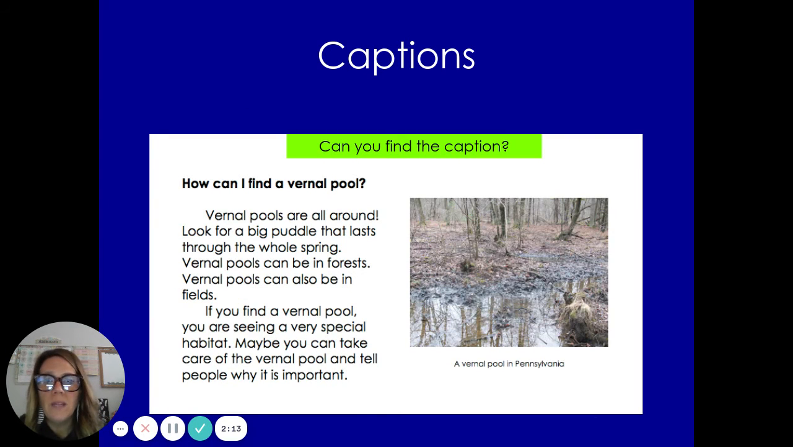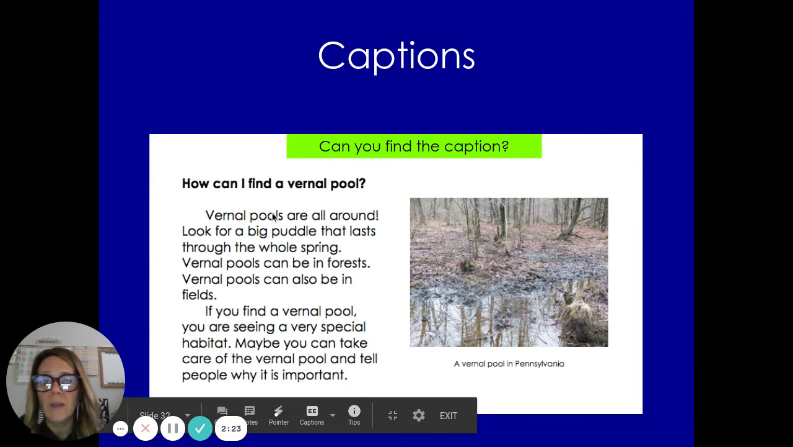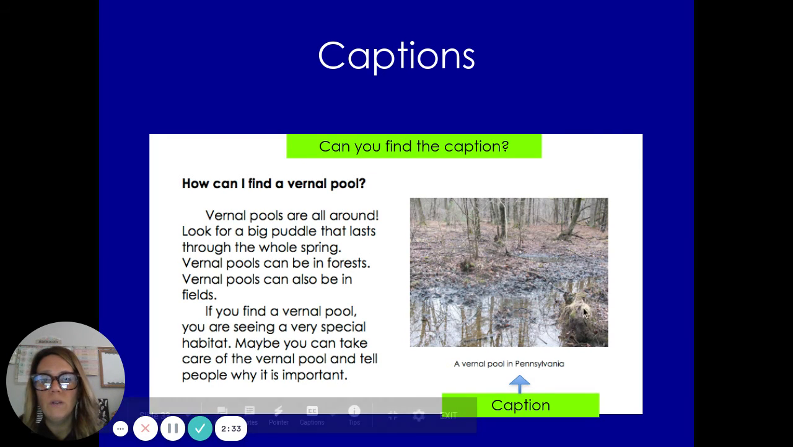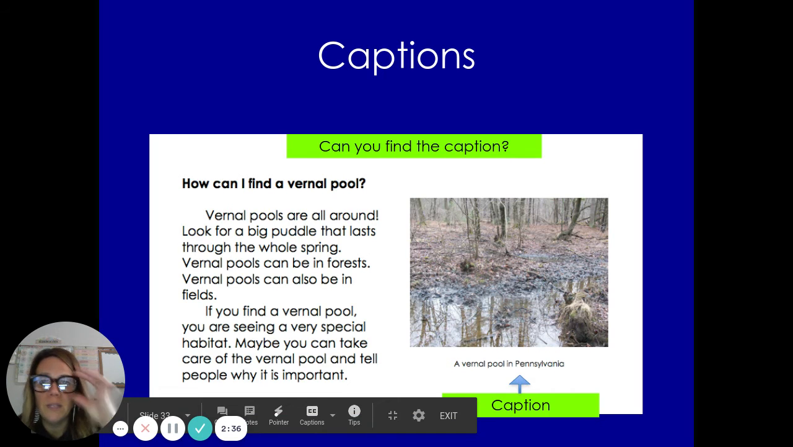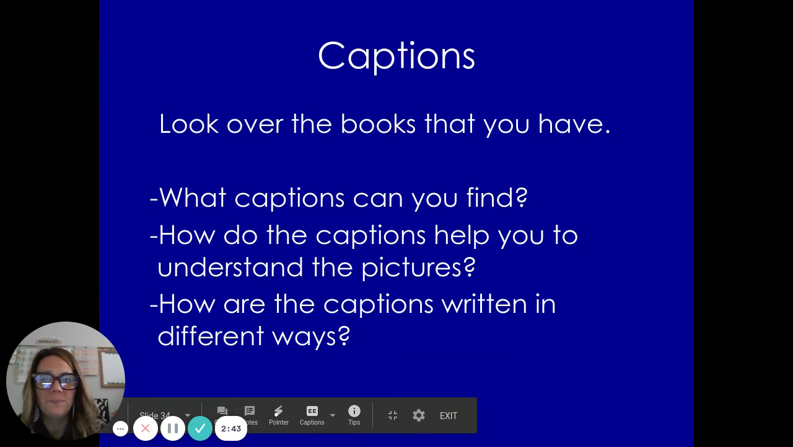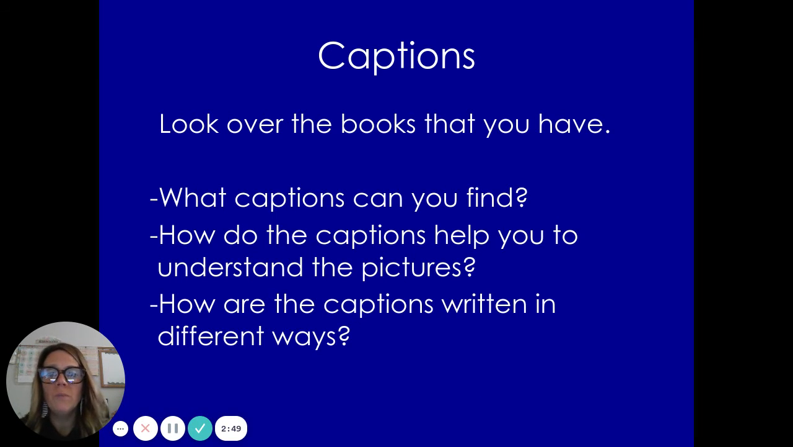So where would be the caption on this page, right? I have a heading that's going to tell me what this little paragraph or two paragraphs are about. I have a photograph here, and the caption would be right here. This is a vernal pool in Pennsylvania. So again, this is a photograph because this is a real vernal pool in Pennsylvania. Okay, so captions explain and are written either beside or under pictures. So if you have a book, you can see if you can find a caption in your own book.